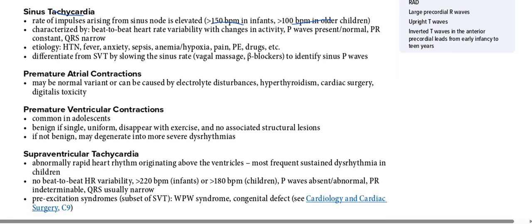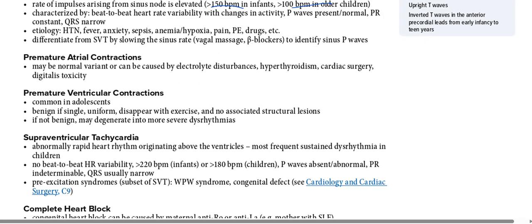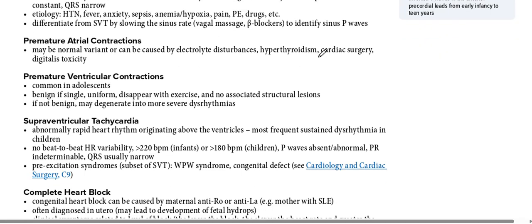Premature atrial contraction may be a normal variant, or can be caused by electrolyte disturbances, hyperthyroidism, heart surgery, digitalis. Premature ventricular contraction is common in adolescents, benign if single, uniform, disappears with exercise, and no associated structural lesions. If not benign, it can degenerate into a more severe dysrhythmia.